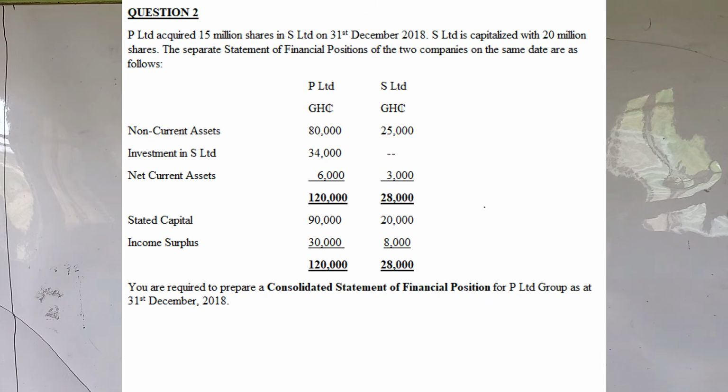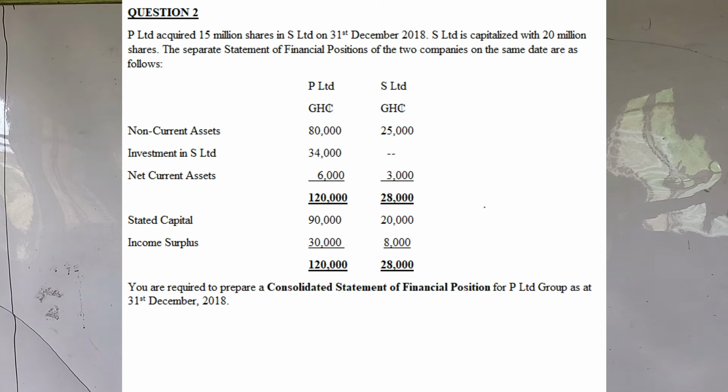P Limited acquired 15 million shares in S Limited on 31st December 2018. S Limited is capitalized with 20 million shares. The separate financial statements of the two companies on 31st December 2018 are as follows.